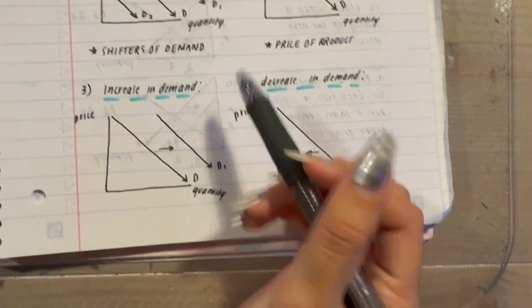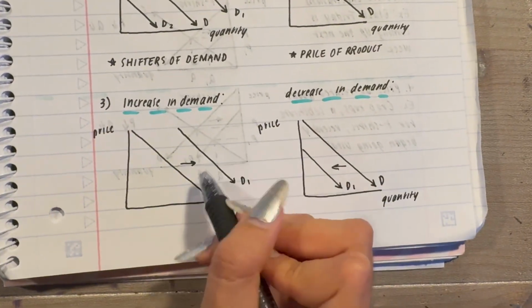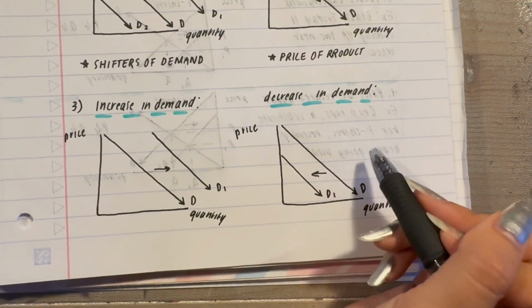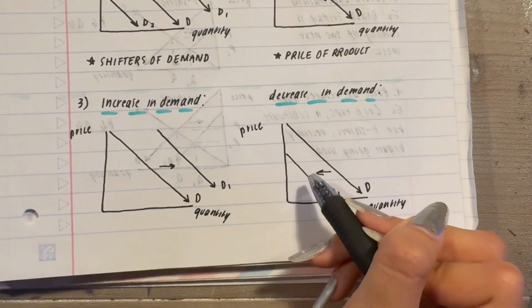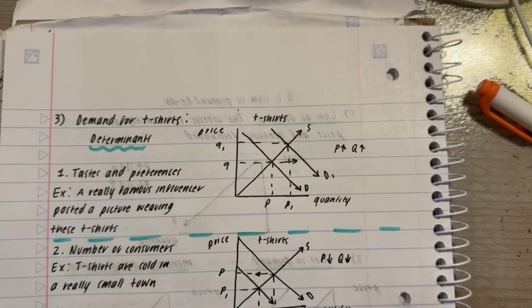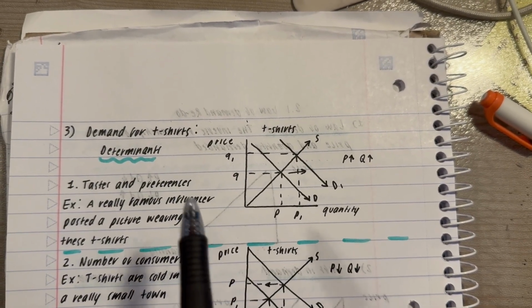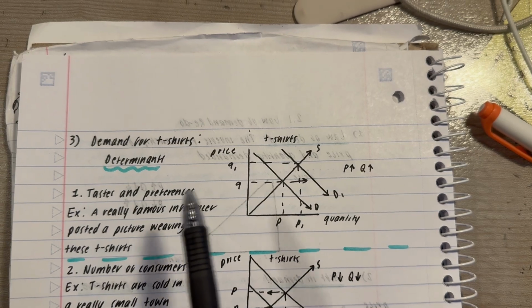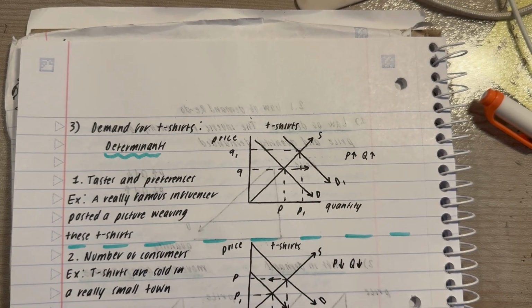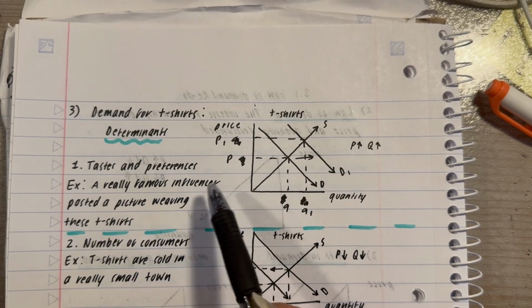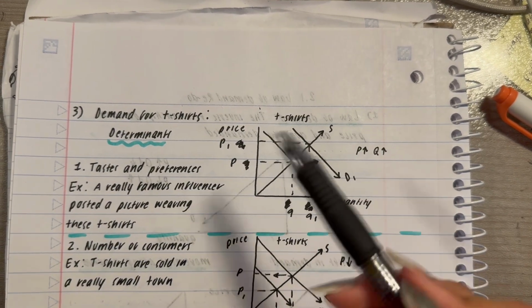So like I mentioned before, an increase in demand is going to be when the line moves to the right, and a decrease in demand is going to be when the line moves to the left. So the determinants of demand include 5 different categories that can actually shift the demand line from left to right. Beginning with tastes and preferences, this is essentially what the consumers are into or what they like.